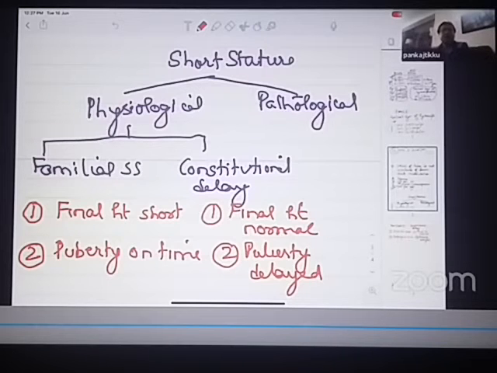Which is the type of a normal variant of physiological short stature in which the final height is always short? Familial short stature. And which is the type of a normal variant of physiological short stature in which the final height is usually normal? Constitutional delay. So you are seeing the differences. Both of them, familial short stature and constitutional delay, are physiological short statures, but there are certain differences between them.